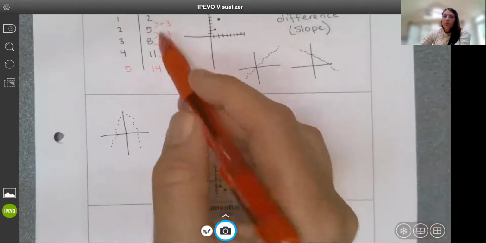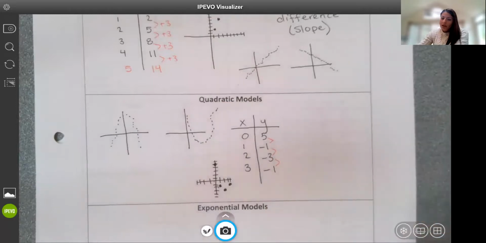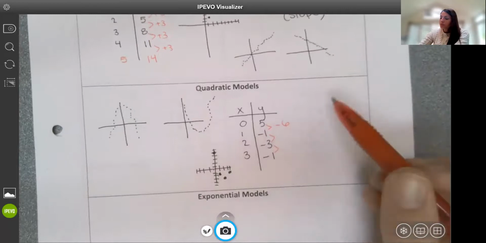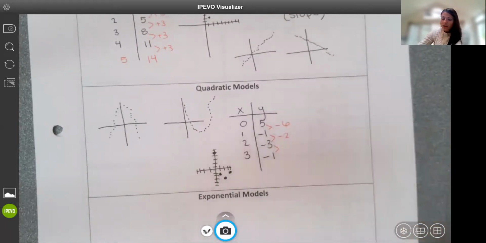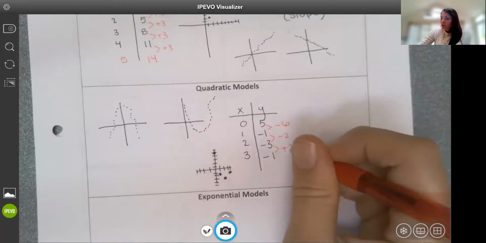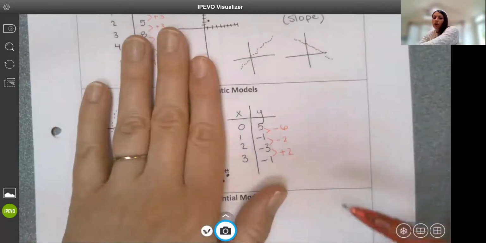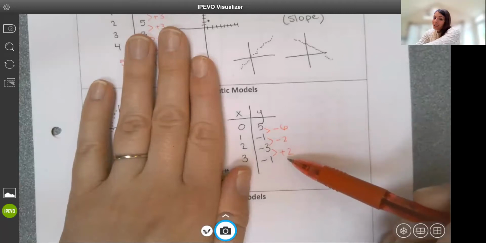Now, if I do what I did up here, which is look at the difference from one term to the next, to go from 5 to -1, that's subtracting 6. From -1 to -3 would be subtracting 2. And then to go back up to -1 would be adding 2. So if I had no other information, just this table, I'd go, well, it's not linear, right? Because there's not a constant change.